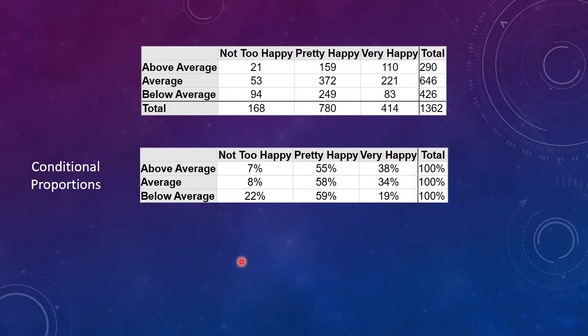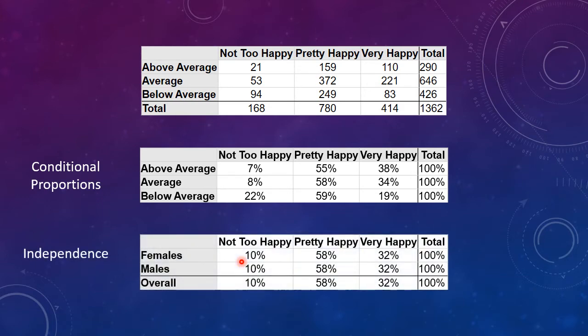If these two variables were actually independent, all the rows of the conditional proportions would be the same, like in this hypothetical table looking at the association between gender and happiness. Here, the conditional proportions in each row are exactly the same. It doesn't make a difference to whether you're very happy or not too happy, whether you're a male or a female.